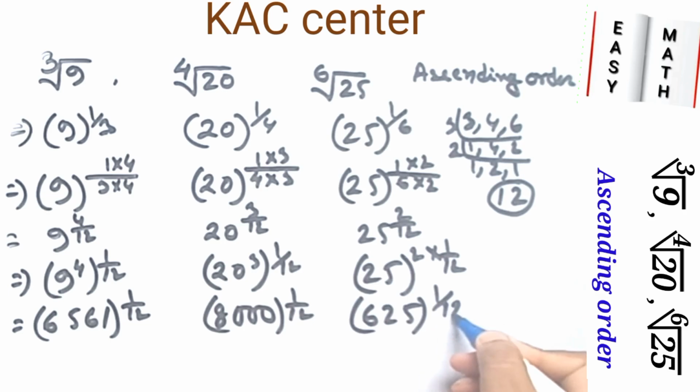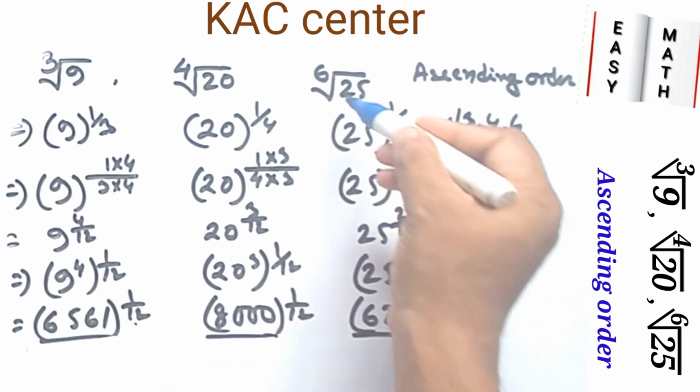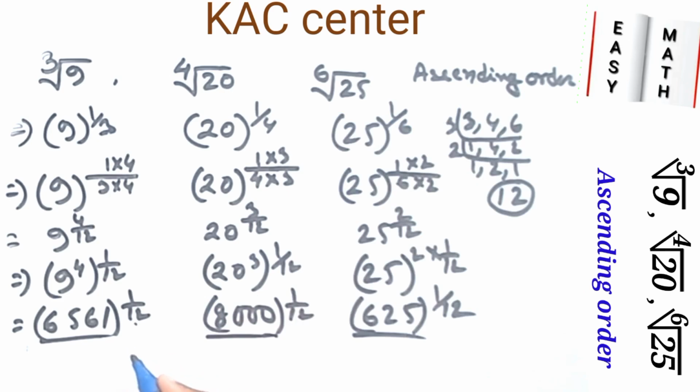So the power of all is equal, the lowest is the smallest and the biggest is the biggest value. So we can write in ascending order. So we can write that this is the lowest, then this is 9, and then this is the biggest.